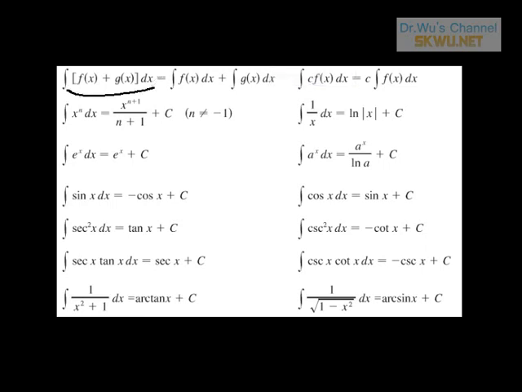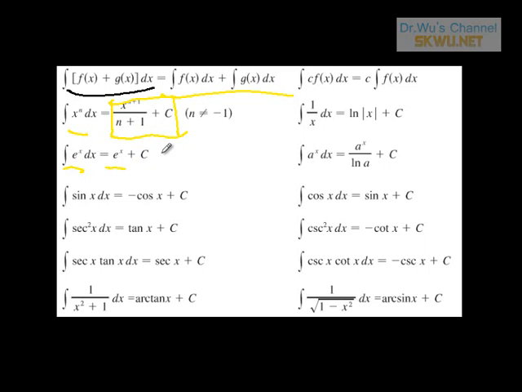When we add two functions together and then integrate, we can basically separate it into two parts. When we integrate x to the power n, we will have x to the power n plus 1 divided by n plus 1, plus c. When we integrate e to the power x, we will have e to the power x plus c.